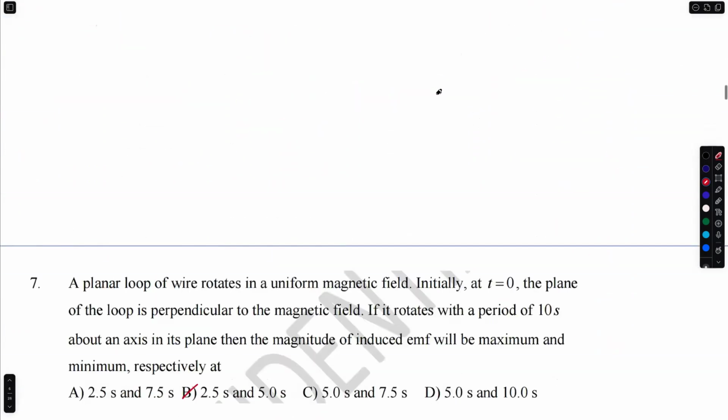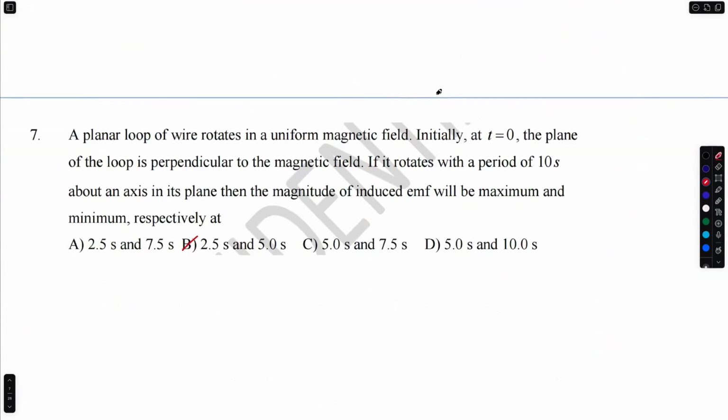Right. Done. A planar loop of wire rotates in a uniform magnetic field. Initially at t equal to 0, the plane of the loop is perpendicular to the magnetic field. If it rotates with a period of 10 seconds about an axis in its plane, then the magnitude of induced EMF will be maximum and minimum respectively.